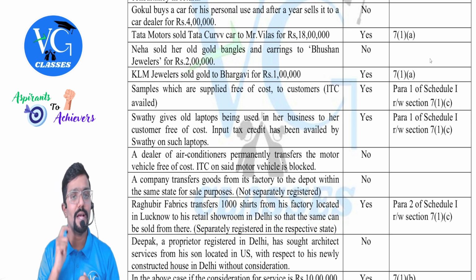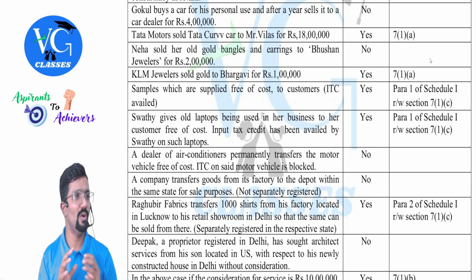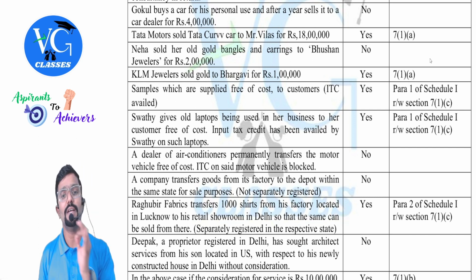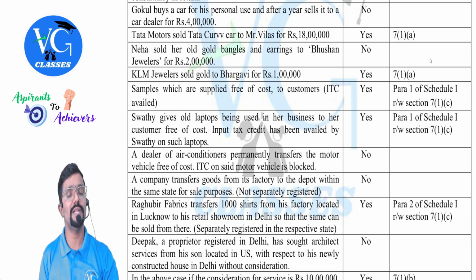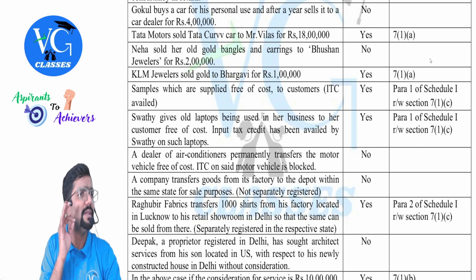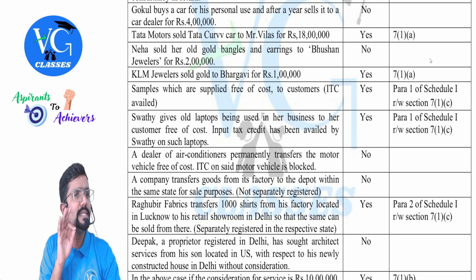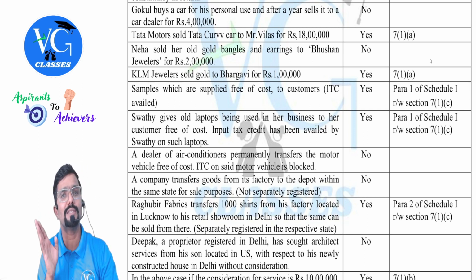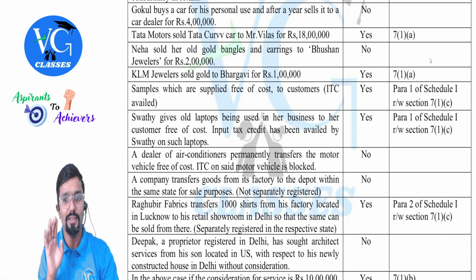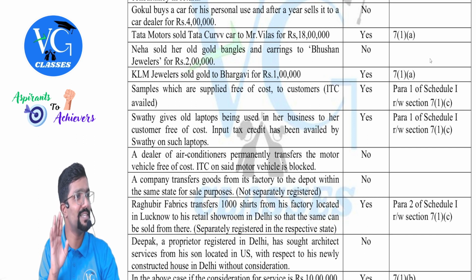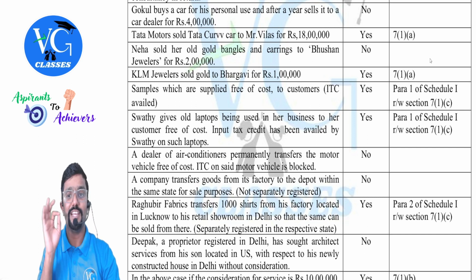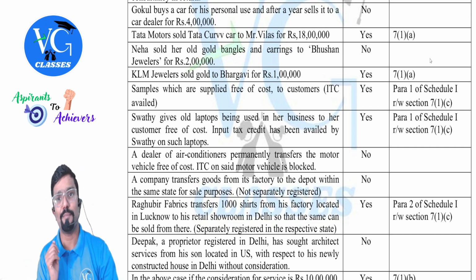Next, Neha sold her old gold bangles, old and new, and earrings to Bhushan Jewelers for 2 lakh. Now, who is the supplier? Neha. For her, is it in the course of business? No, because selling bangles or earrings, is it a business for her? No, sir. So it is not a supply.